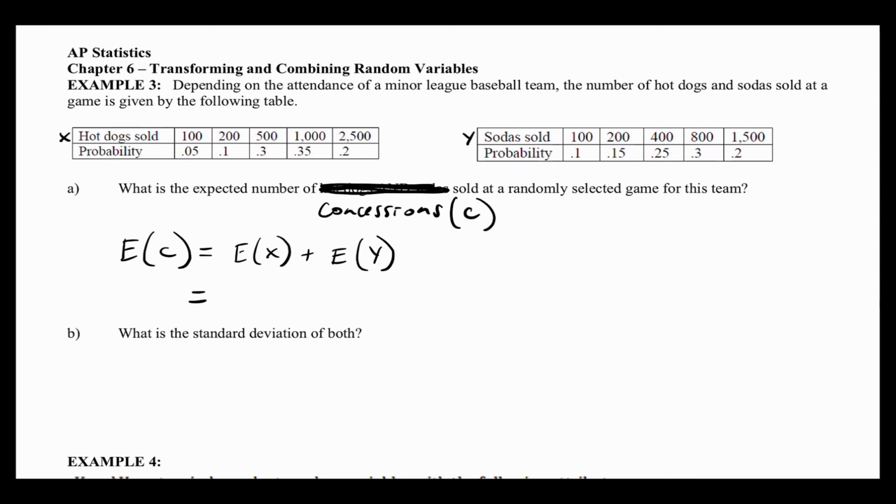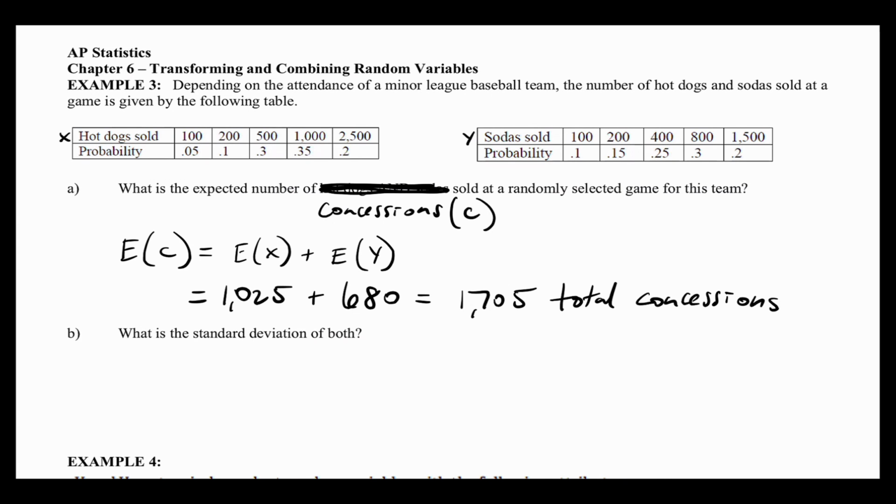So what's the expected number of hot dogs sold? Yep, 1,025. And then what's the expected number of sodas sold? 680. That's what I got too. Add those together and we get 1,705 total concessions sold.